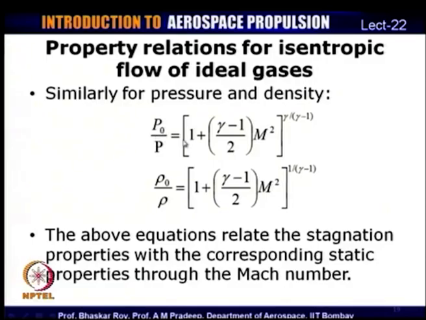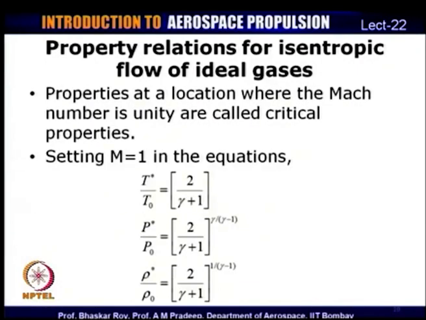We get P naught by P is 1 plus gamma minus 1 by 2 M squared raised to gamma by gamma minus 1, and stagnation density ratio rho naught by rho is equal to 1 plus gamma minus 1 by 2 M squared raised to 1 by gamma minus 1. So, these are property relations which relate the stagnation parameters to the static parameters through Mach number.